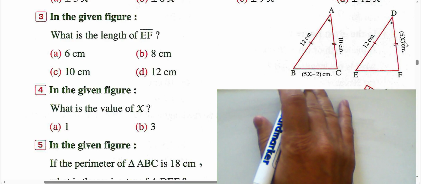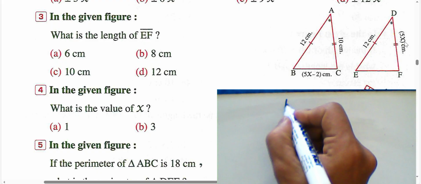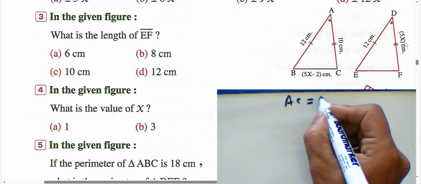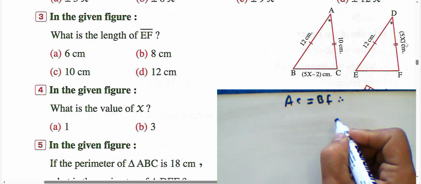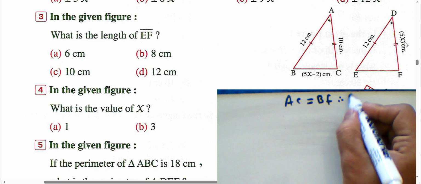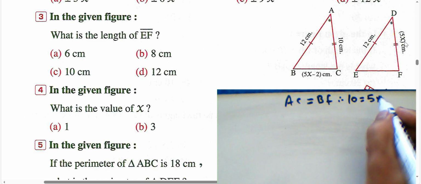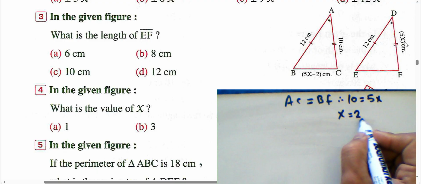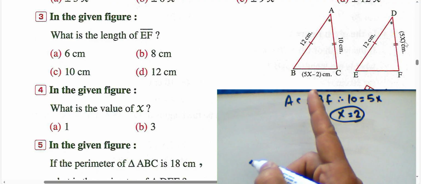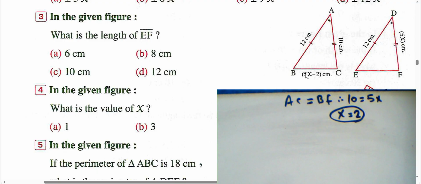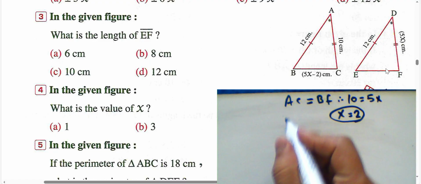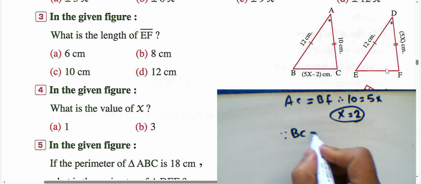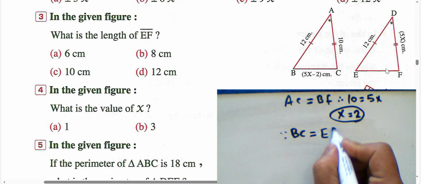To find the unknown value here, first step, the two triangles are congruent. Then the length of EC equals the length of BF, 10. We can write 10 equals 5x. You can divide by 5 to find the value of x. Then x will be equal to 2. Now we have two side lengths equal: BC equals EF.